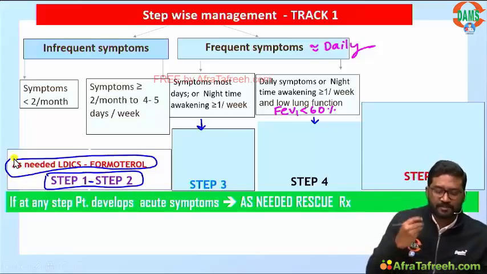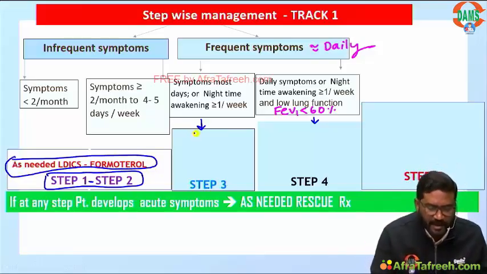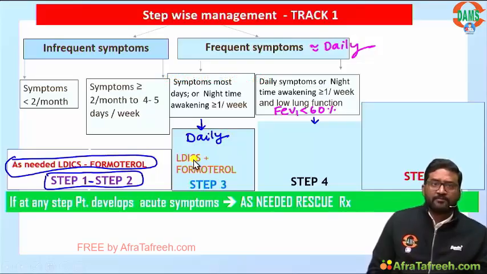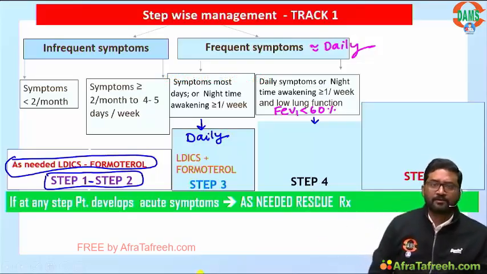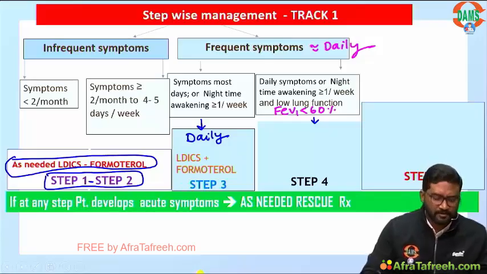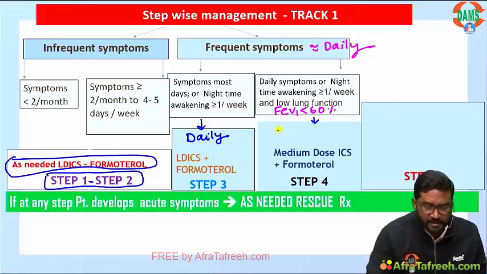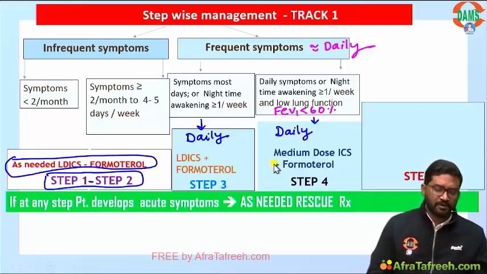Now from step 3 onwards, patient is having daily symptoms. So daily you should give combination. What is this combination? Low dose inhaled corticosteroid with formoterol. From step 4, you give medium dose inhaled corticosteroid.